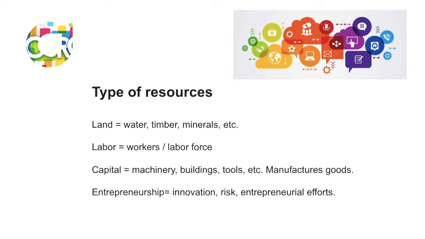Now, capital resources or goods are machinery, buildings, tools, etc. These are manufactured goods that are used to make other goods, which are known as consumer goods. We will go into this a lot later in a next video, so stay tuned. And lastly, we have entrepreneurship. This is our last resource, and it includes innovation, risk, and the entrepreneurial effort that a person makes, thereby creating new things.